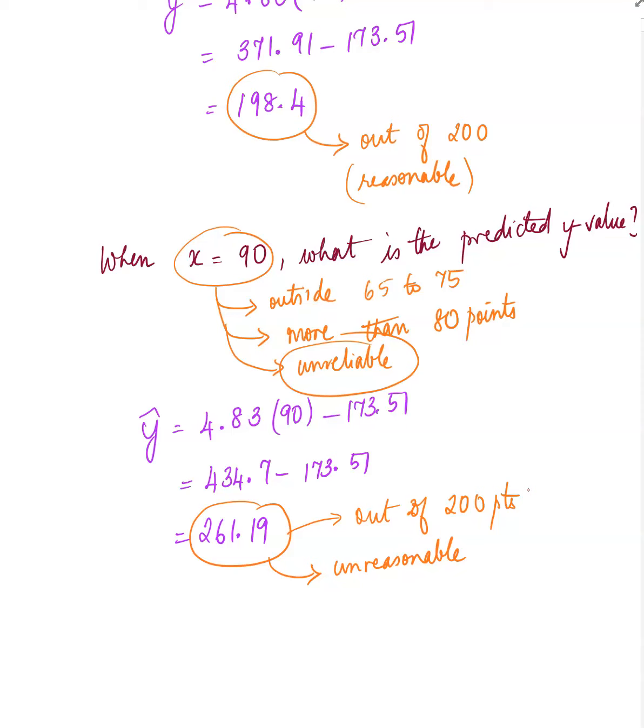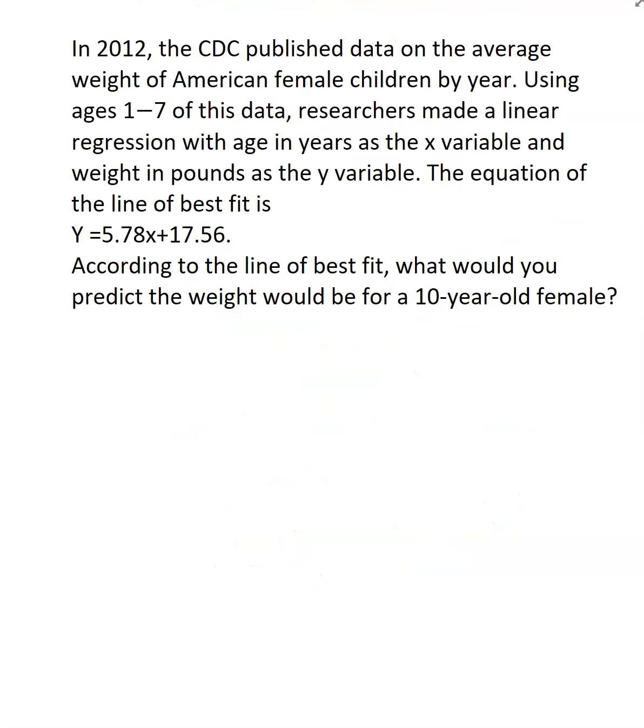That's the prediction. So when you go too far outside your x range in extrapolation, you clearly see that your results are both unreliable and unreasonable predictions. So we always recommend that you stay within bounds and work on interpolation, work within the observed x values. Let's take a look at this example here.